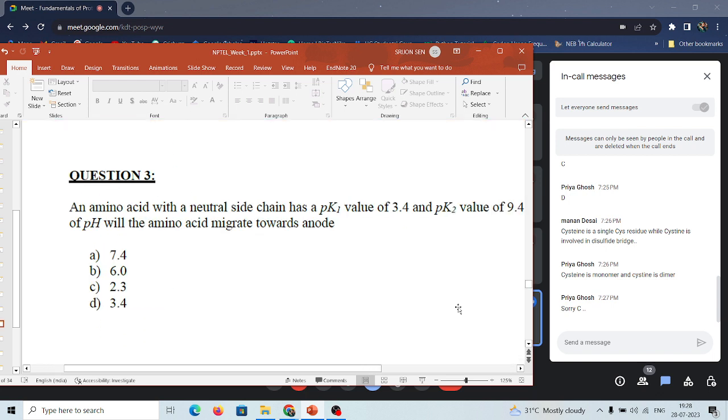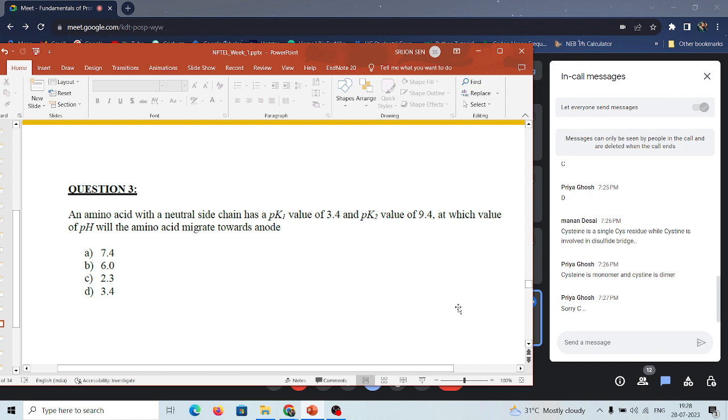Okay, question number 3. An amino acid with a neutral side chain has pK1 of 3.4 and pK2 of 9.4. At what pH would this amino acid migrate towards the anode?